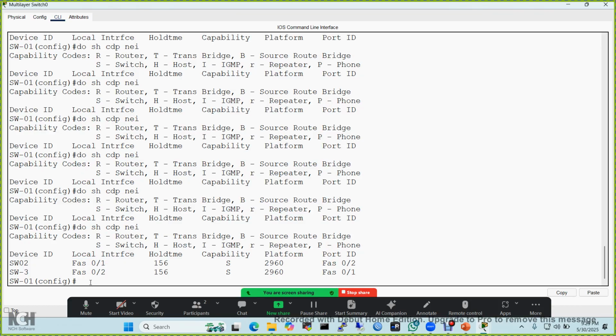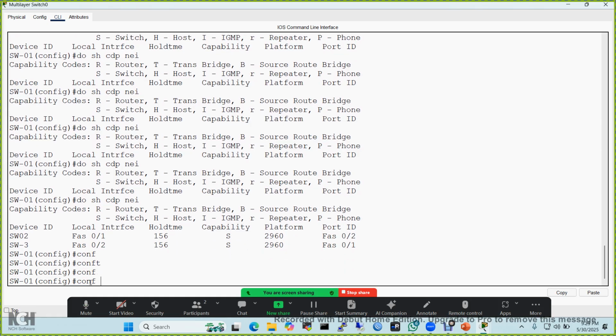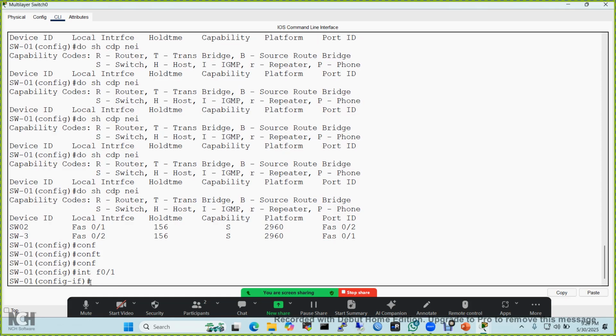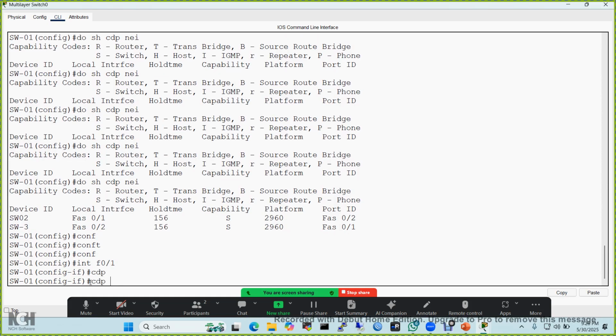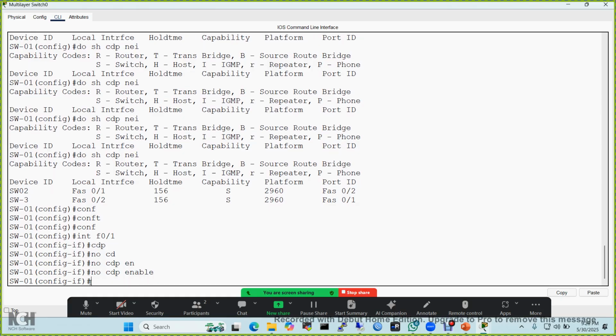How will I do it? I will go to configure terminal, then interface F0/1. Then no CDP enable. Now this port has been disabled for CDP neighbor discovery. Now I can't see this switch.